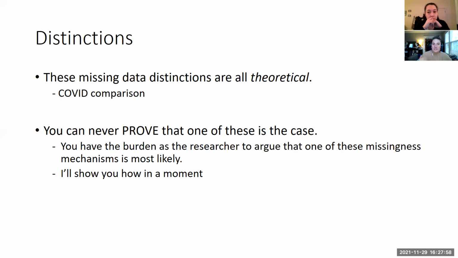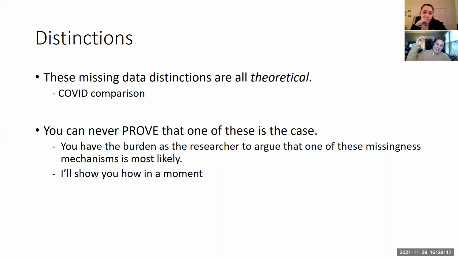There is no statistical test that you can run to say, my data are definitely missing completely at random, or my data are missing not at random. You can't, there's no test that exists because the thing about data being missing is that they are missing. So you can't actually test what's going on with them.